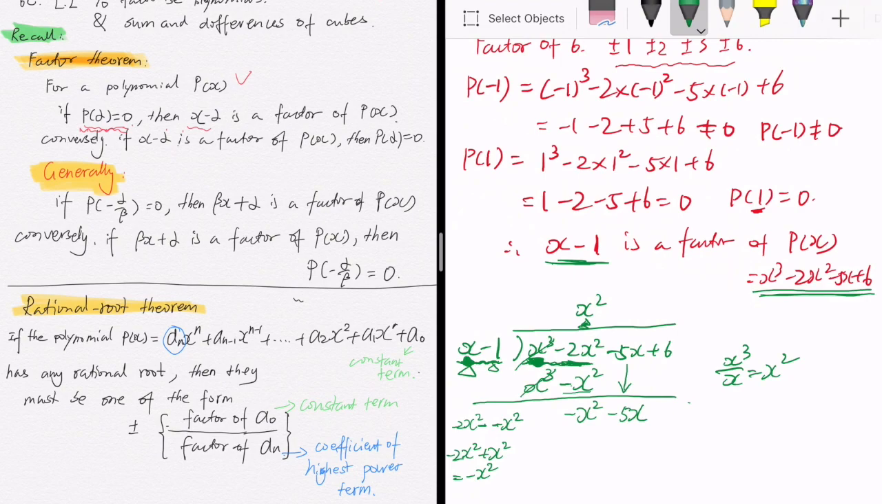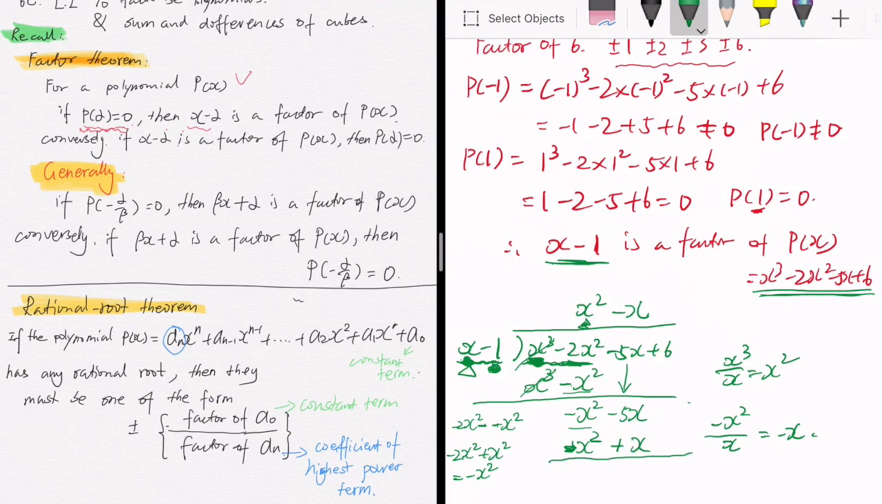Alright, so we're going to do the same thing. Now your highest power term, negative x squared, divided by the highest power term of your divisor, x. Then you have negative x. So put that negative x over here. Then you do the multiplication. Negative x times x, you have negative x squared. Negative x times negative 1, you have positive x.